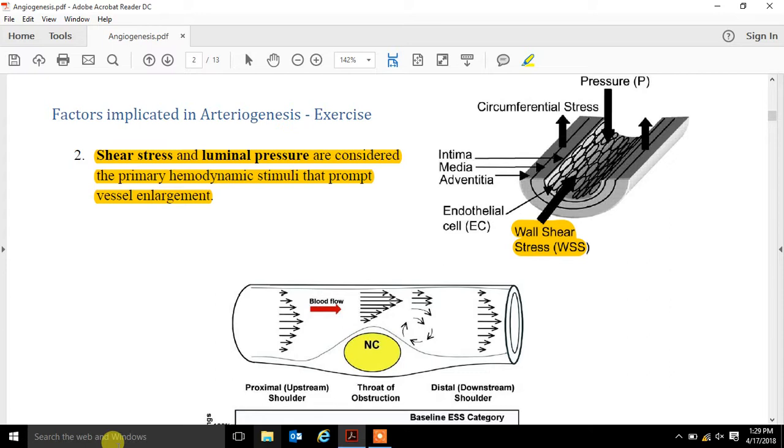Luminal pressure would be things like just straight up blood pressure. What's the pressure inside the vessel? And we can see that here. The direction that these pressures are applied does in fact matter. We think they're both primary stimuli to prompt this vessel enlargement. And if you look at the responses to consistent, repeated exercise, particularly resistance or endurance exercise, you're going to see changes in wall shear stress and changes in pressure.